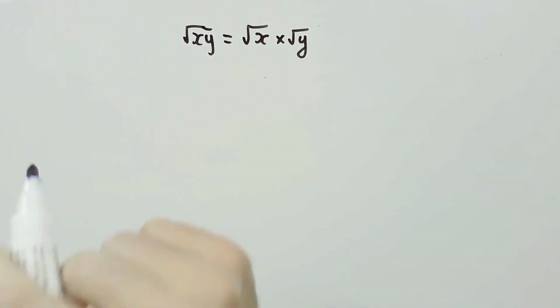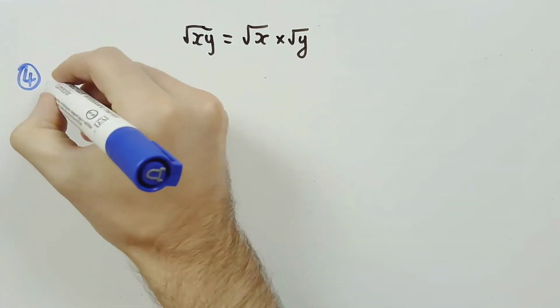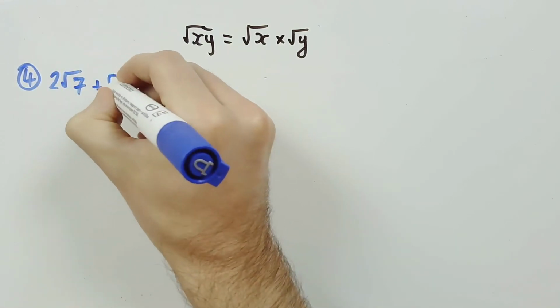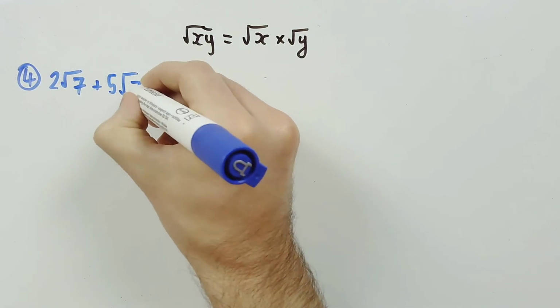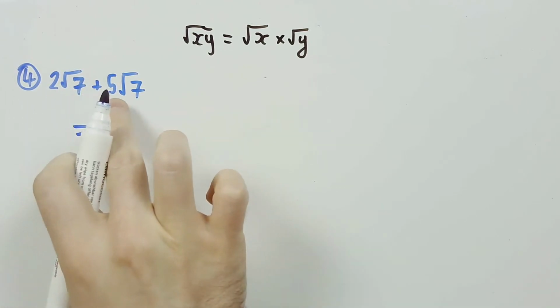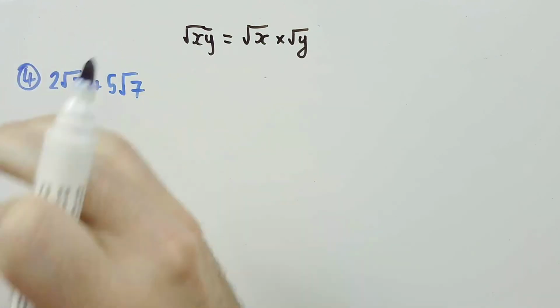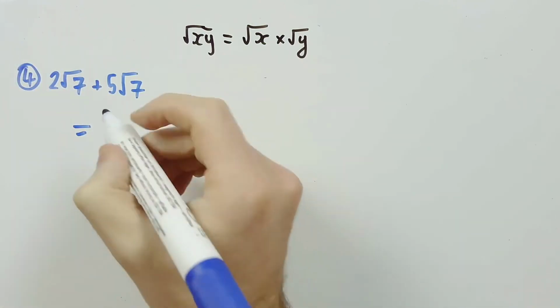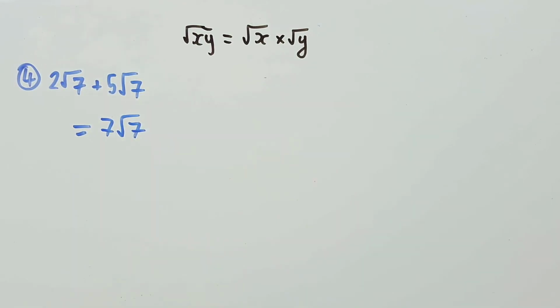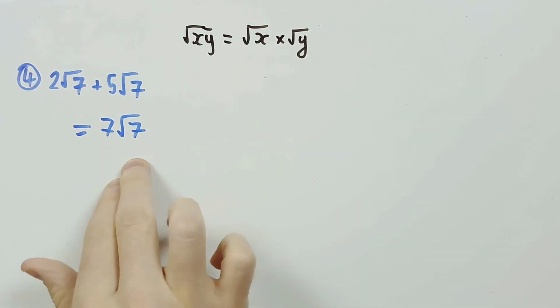So next question now, question 4 is 2 root 7 plus 5 root 7. And this one you should see straight away that, like when we add different algebraic terms, the answer here is just going to be, we've got 2 lots of something plus 5 lots of that same thing. We're left with 7 root 7. And there's no way to simplify that any further.